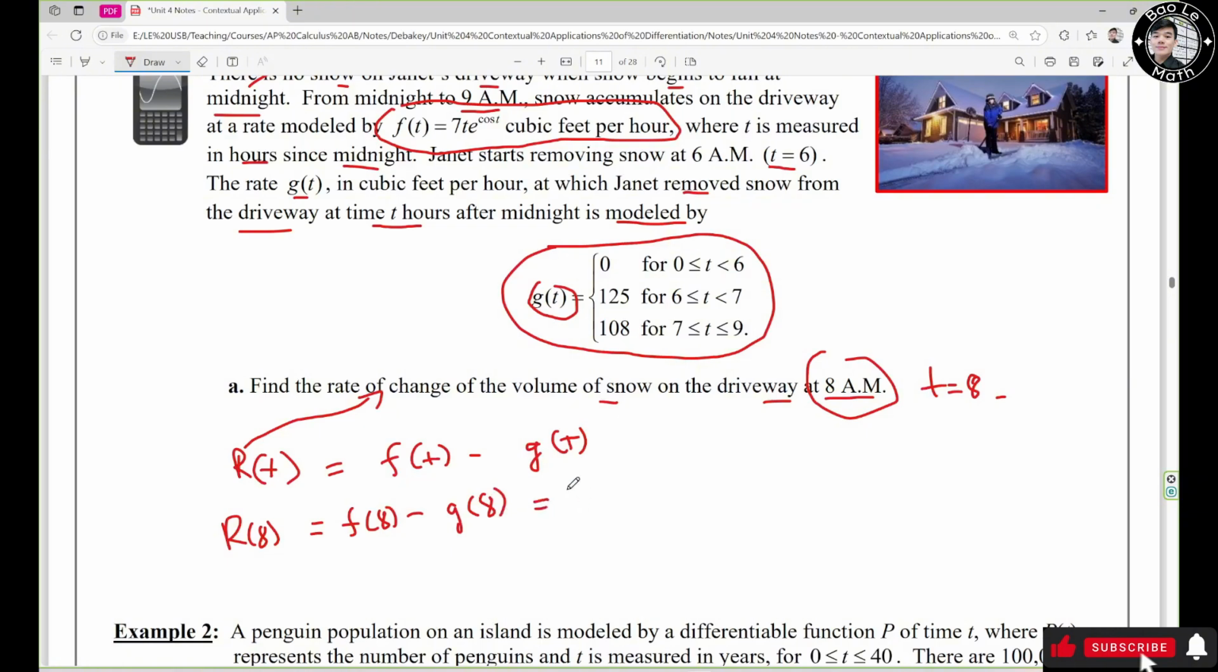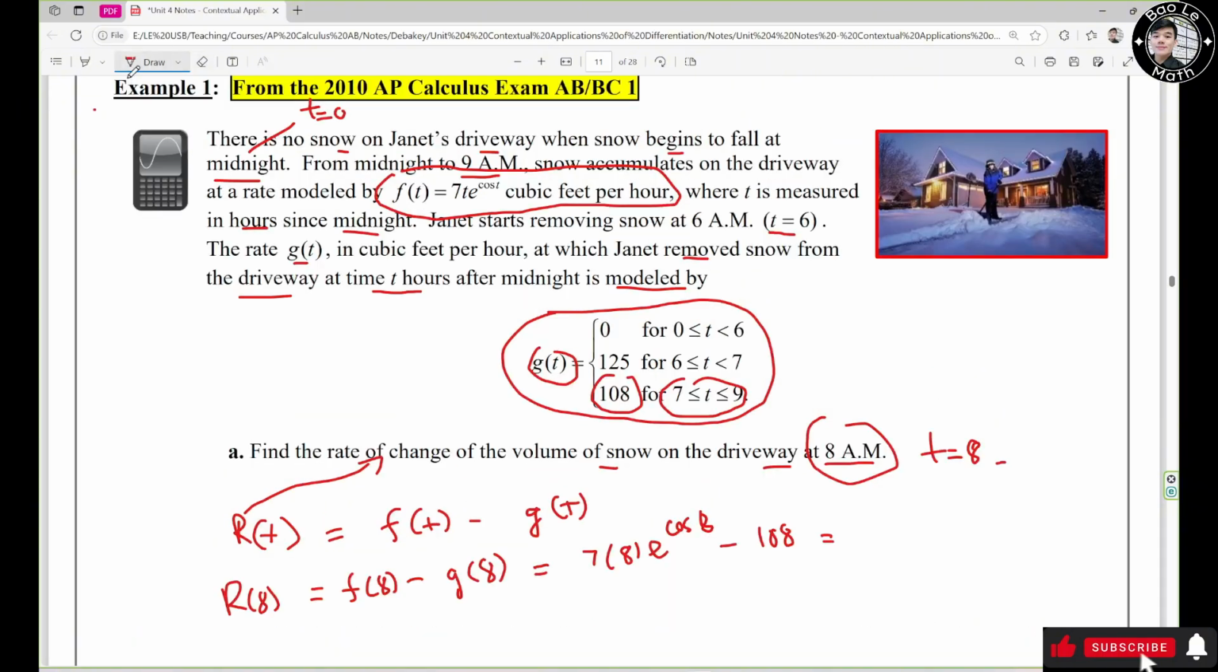Now you're going to substitute values. f(8) means 7 times 8 times e to the cosine of 8, minus g(8). 8 is between 7 and 9, so you're going to pick this one right here, which gives 108. Now since this question is calculator active, you're going to bring up the calculator.